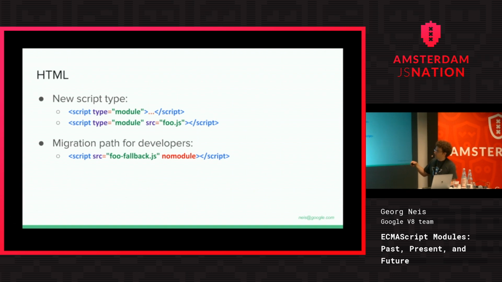And then the idea is that browsers who support modules will recognize the module type over there, and then they will run the module code. And they will recognize the nomodule attribute and will skip this script. And browsers who don't know modules will skip this one because they don't recognize the type, but they will execute this one because they simply ignore the unknown nomodule attribute.